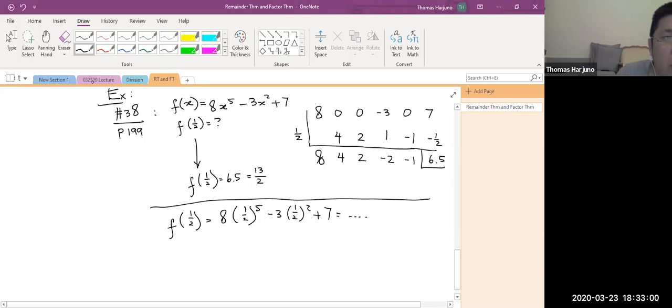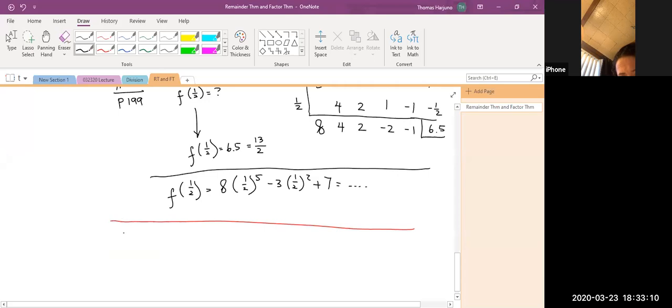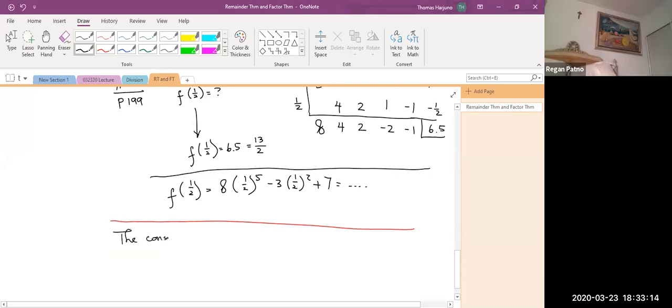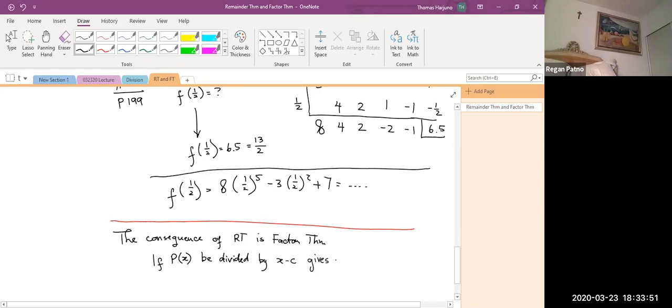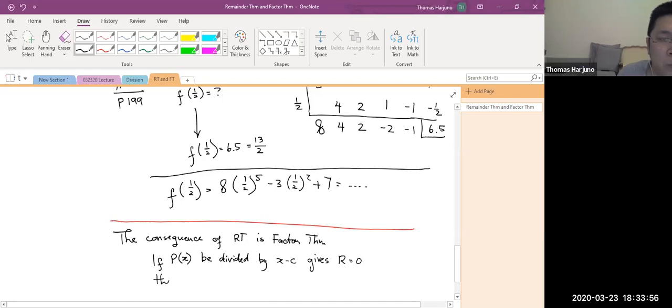Now, the consequence of the remainder theorem is the factor theorem. Let me write it out. The factor theorem says this: if the polynomial P(x) divided by x minus c gives remainder 0, then x minus c is a factor of P(x).